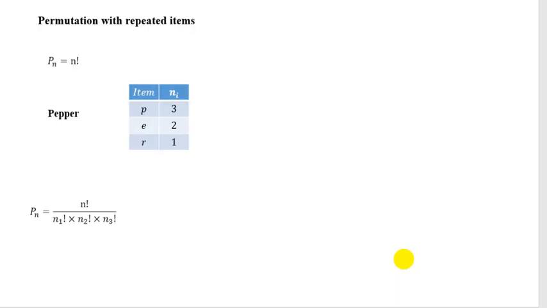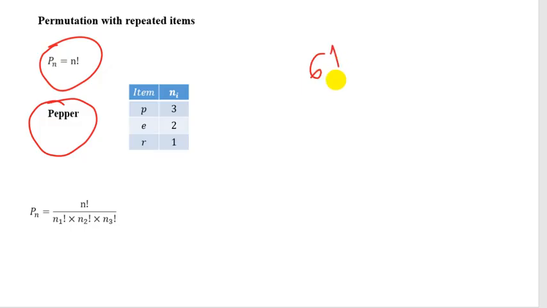Now we have another case, which is permutation with repeated items. For example, if I ask you to find how many words I can create using the word pepper, you may think that since I use all the items, it is a permutation. Yeah, it's a permutation, that's true. But there is one problem here. If you say it's a permutation, that means it is 6 factorial, since I have 6 elements here.